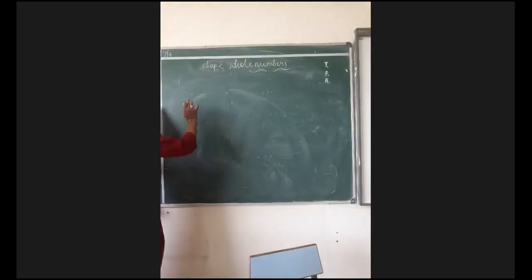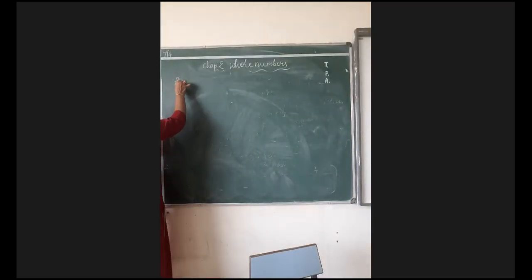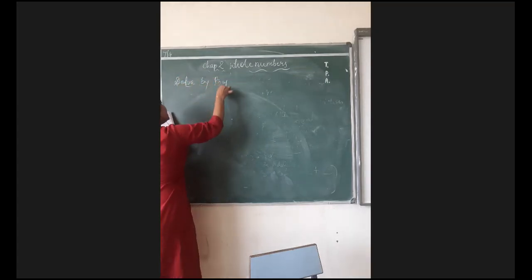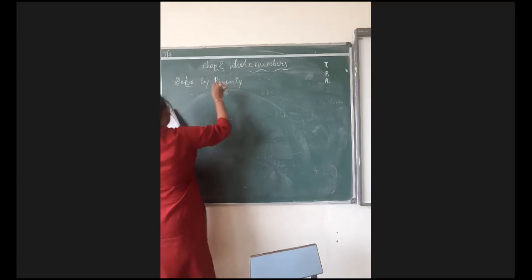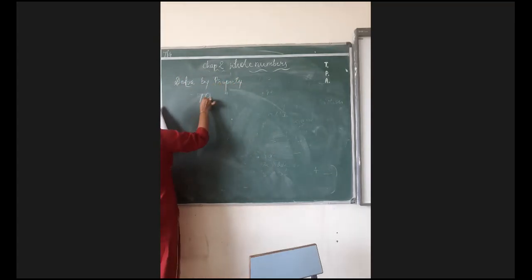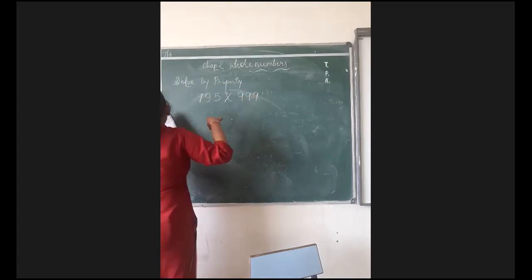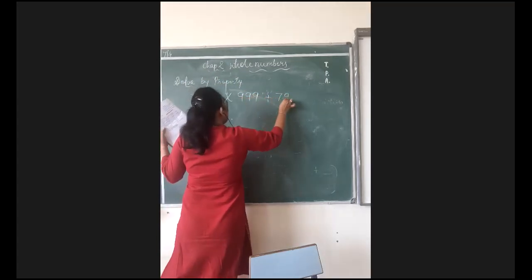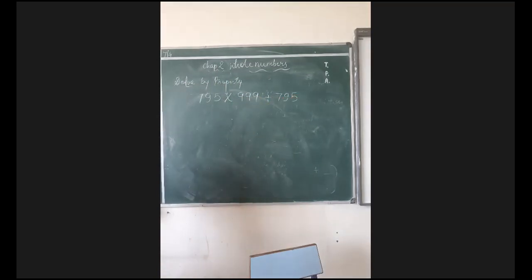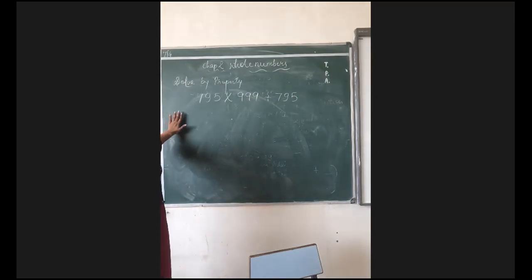Now students, we are doing question number 3, that is solve by property. Now I am writing one question which you will understand very properly. 795 multiplied by 999 plus 795. This type of question is already taught by me in previous classes, that was related to distributive property. But there is only one change which you have to observe properly.